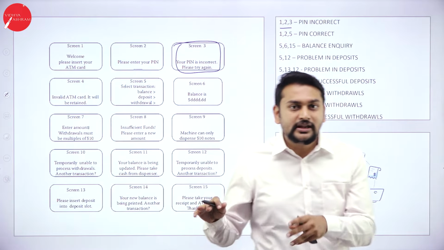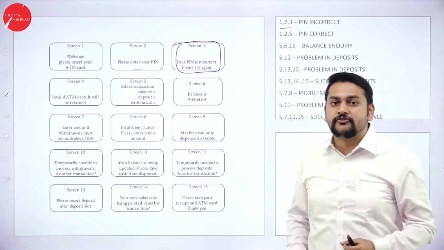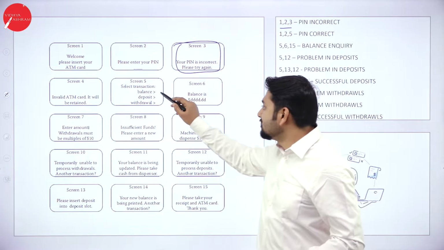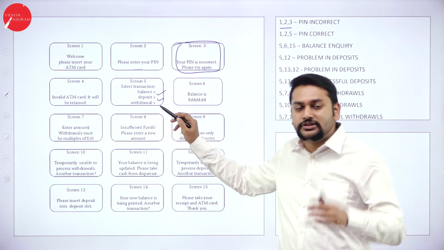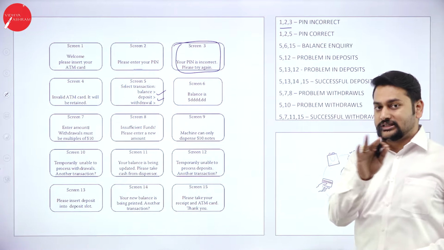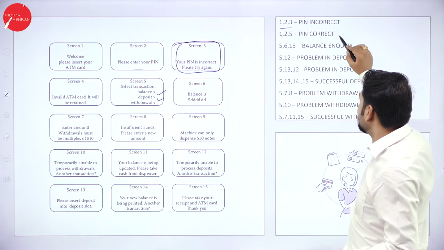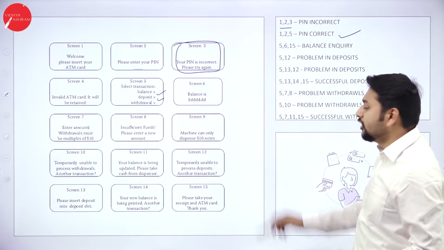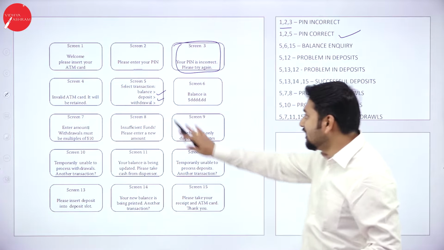I will be discussing mainly these 3 things. Listen to me carefully. The first one is balance, the second one is deposit, the third one is withdrawal. This is what you will get if your PIN is correct. So now you are on screen number 5.